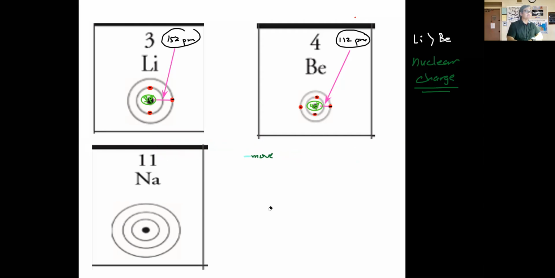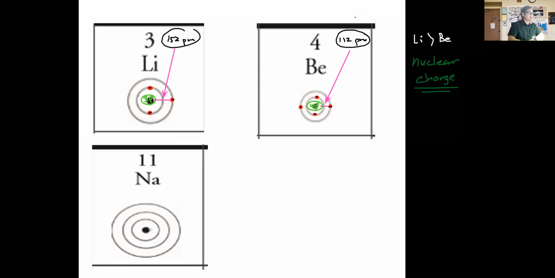Okay, and let's consider sodium. So lithium is element number 3. Sodium is element number 11. Sodium is just underneath lithium here. That means sodium has 11 electrons. Let's go ahead and draw those in.